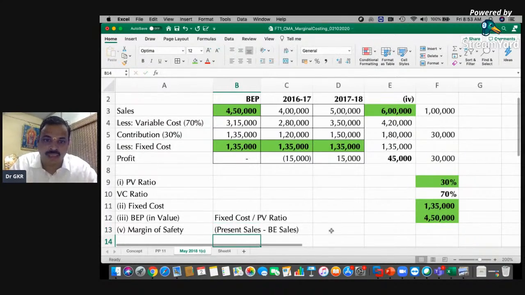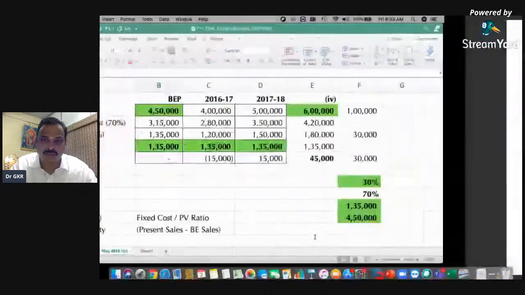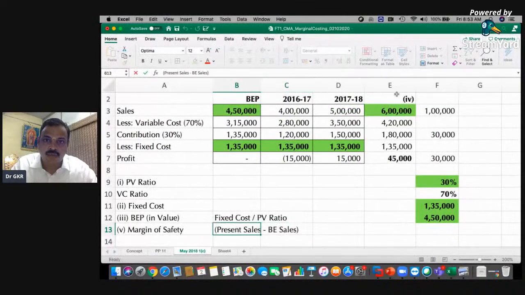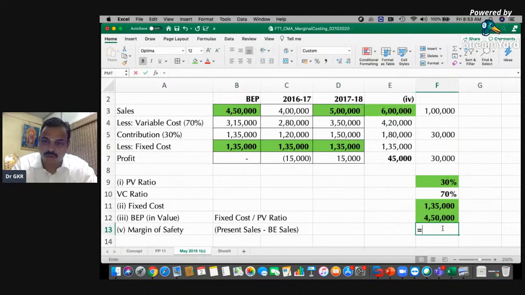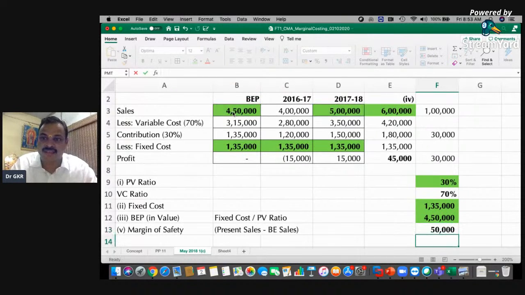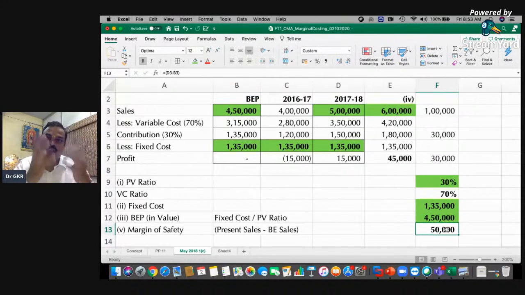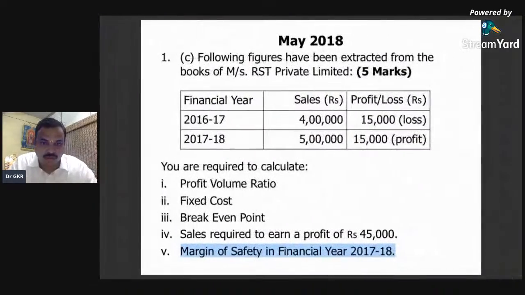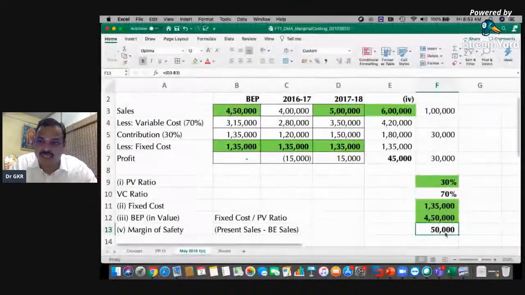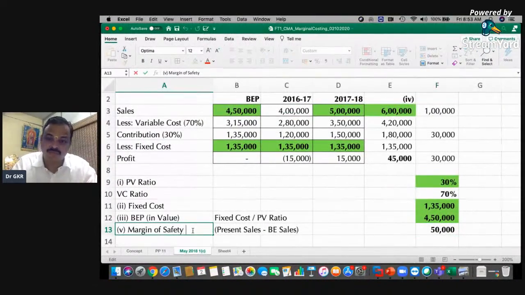So your present sale for which year? This is for 17-18. So 17-18 sale is 5 lakhs. Break-even sale is 4.5 lakhs. So your 5 lakhs minus 4.5 lakhs, your margin of safety is 50,000. So margin of safety in financial year 17-18 is 50,000 in value.